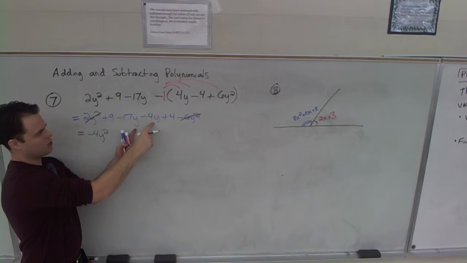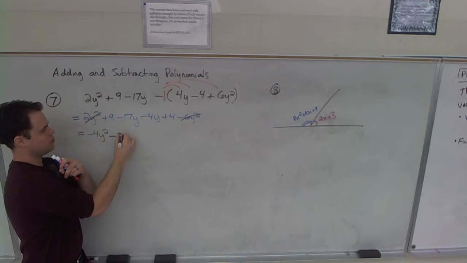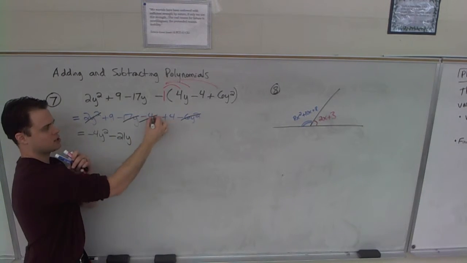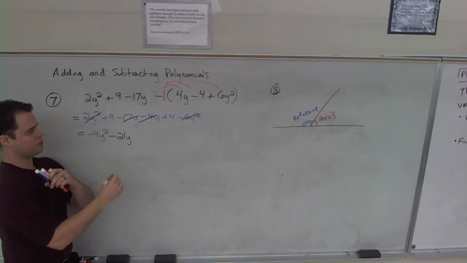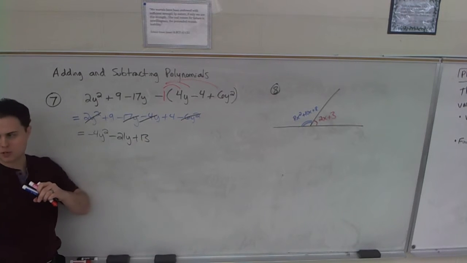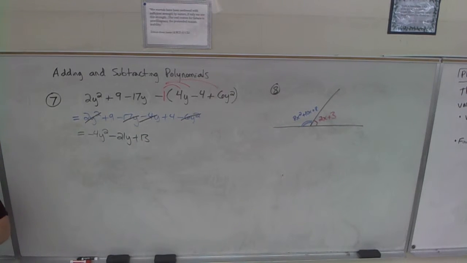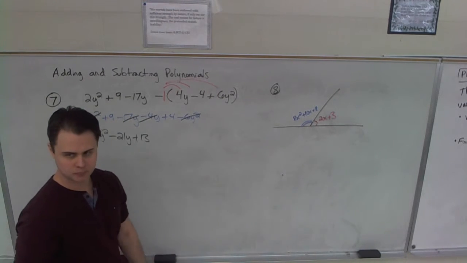And I've got the y's, lots of negative y's, -21 in fact. And then we've got 9 and 4, it's easy, that's just 13. So there we go. So I got a quadratic trinomial. Good?